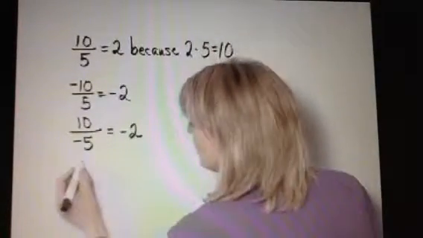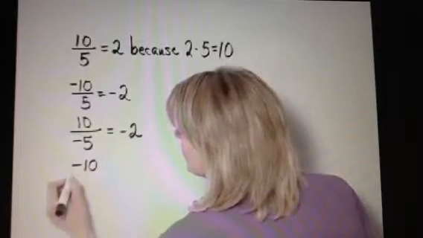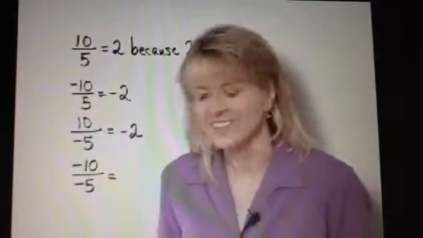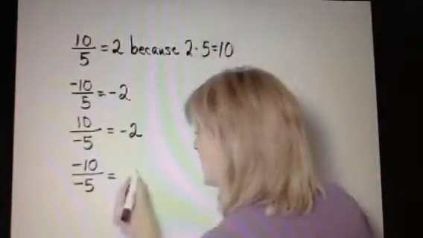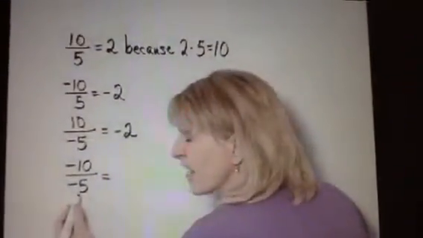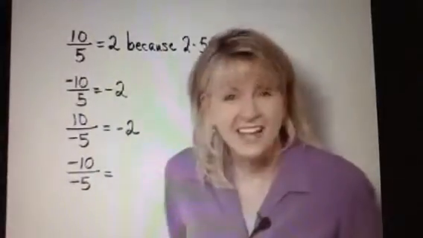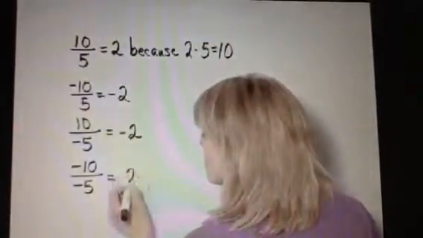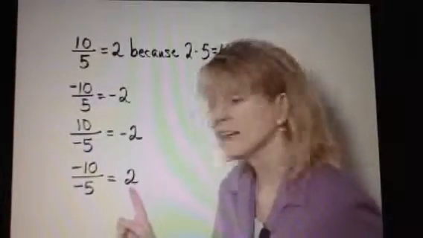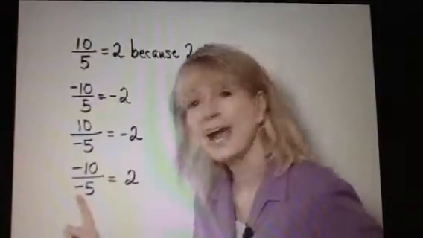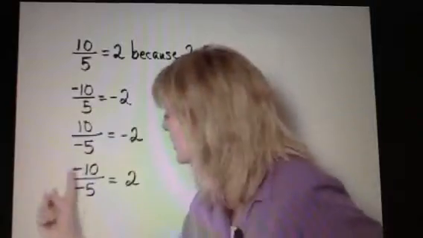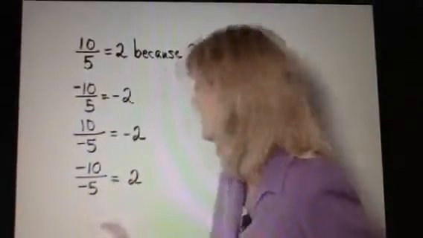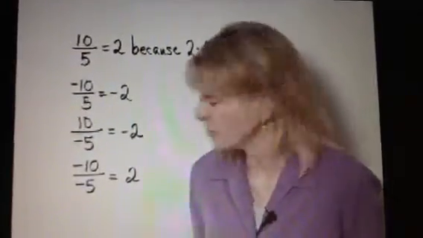Let's see what else we need to look at. What about negative 10 divided by negative 5? And then we'll summarize this. What number times negative 5 gives negative 10? That will be positive 2, or simply 2, because a positive number times a negative number gives a negative result. So, negative 10 divided by negative 5 is positive 2.